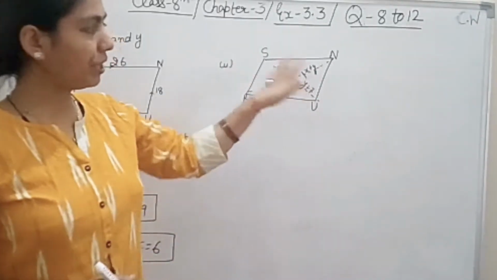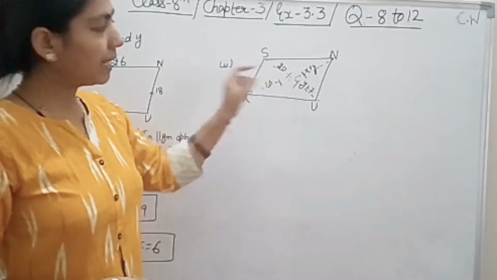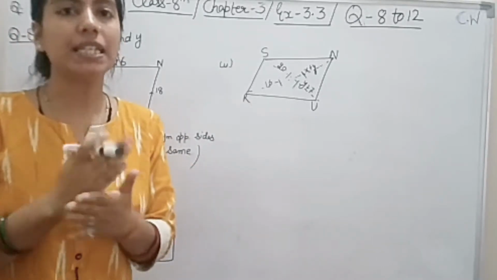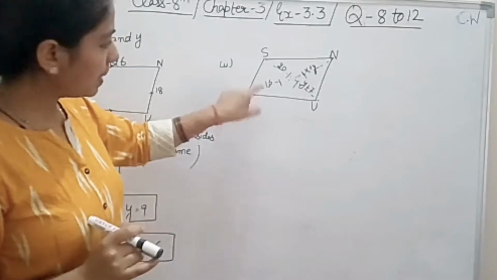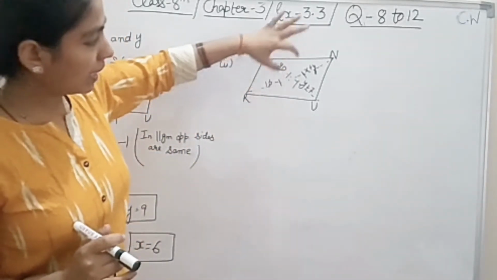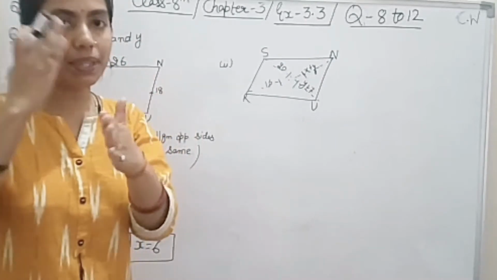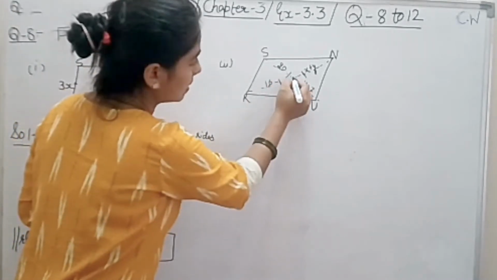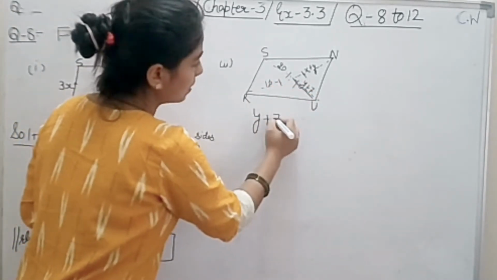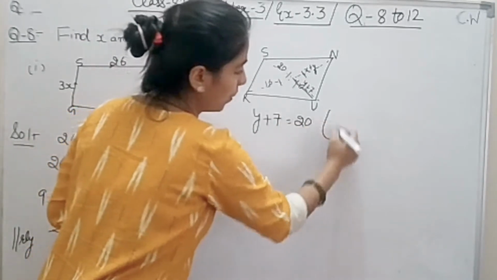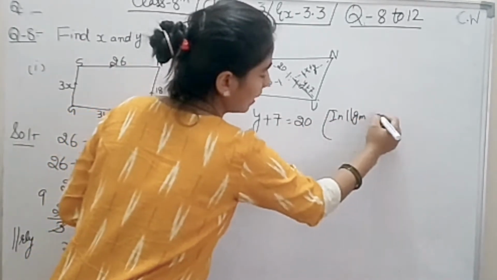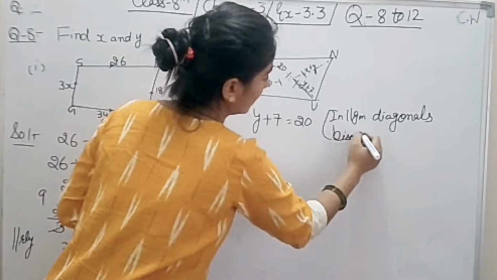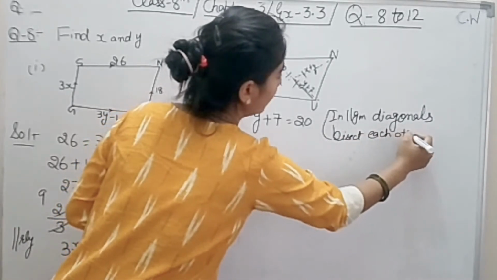Now second part, again we have a parallelogram and in this question the diagonals are being given to you. And in a parallelogram diagonals bisect each other. Bisect, you know that it means this half of the diagonal is equal to this half of the diagonal. Bisect means both sides are equal. Okay, so let's start. As we see, this y plus 7 is equal to this 20. Why? Because in a parallelogram diagonals bisect each other. Right students?